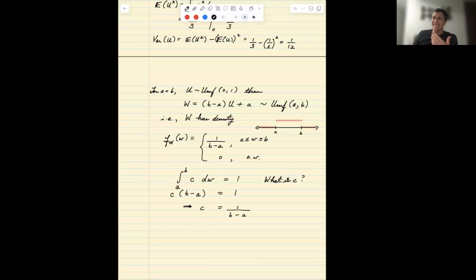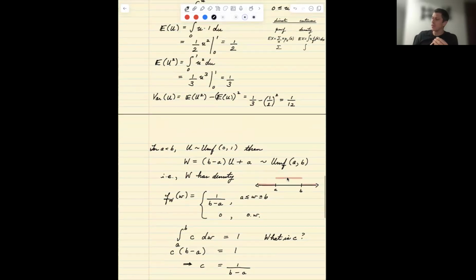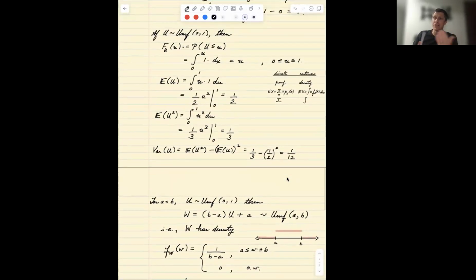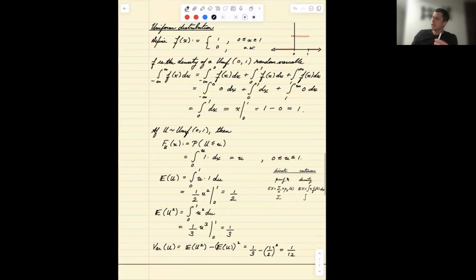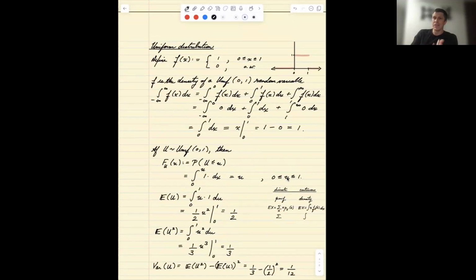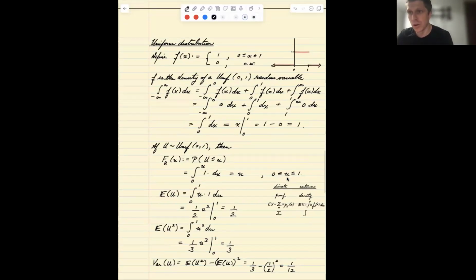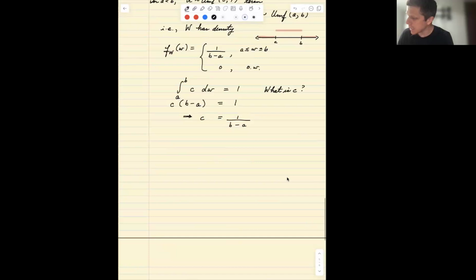And keep in mind, this is consistent with what we saw for the uniform 0, 1. A is 0, B is 1. So B minus A is 1 minus 0. 1 over 1 is 1, and that's what the density of the uniform 0, 1 distribution was.